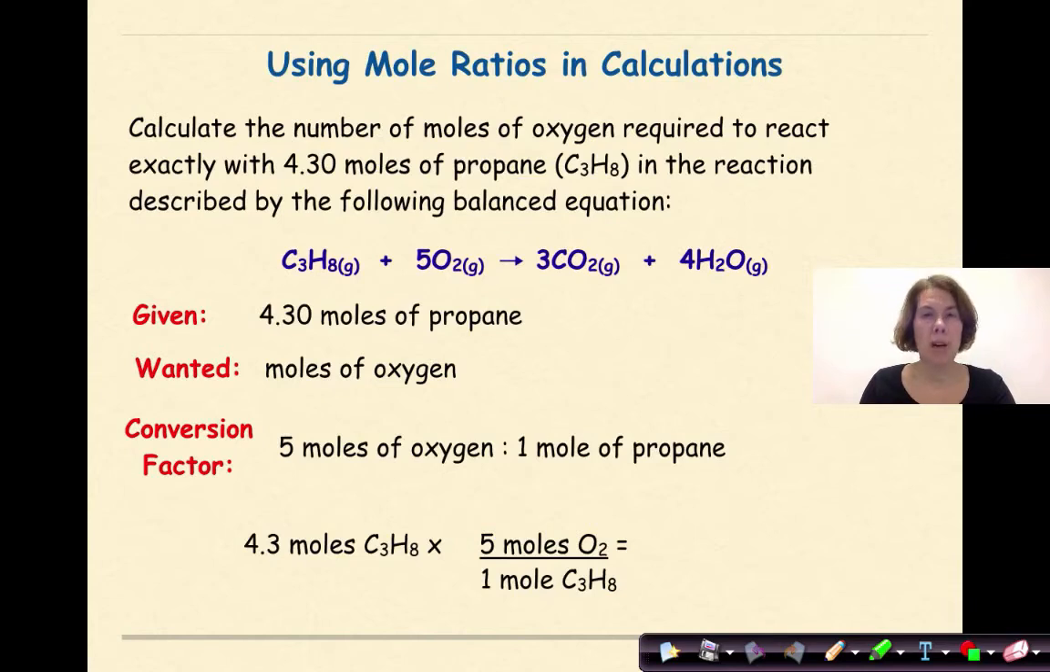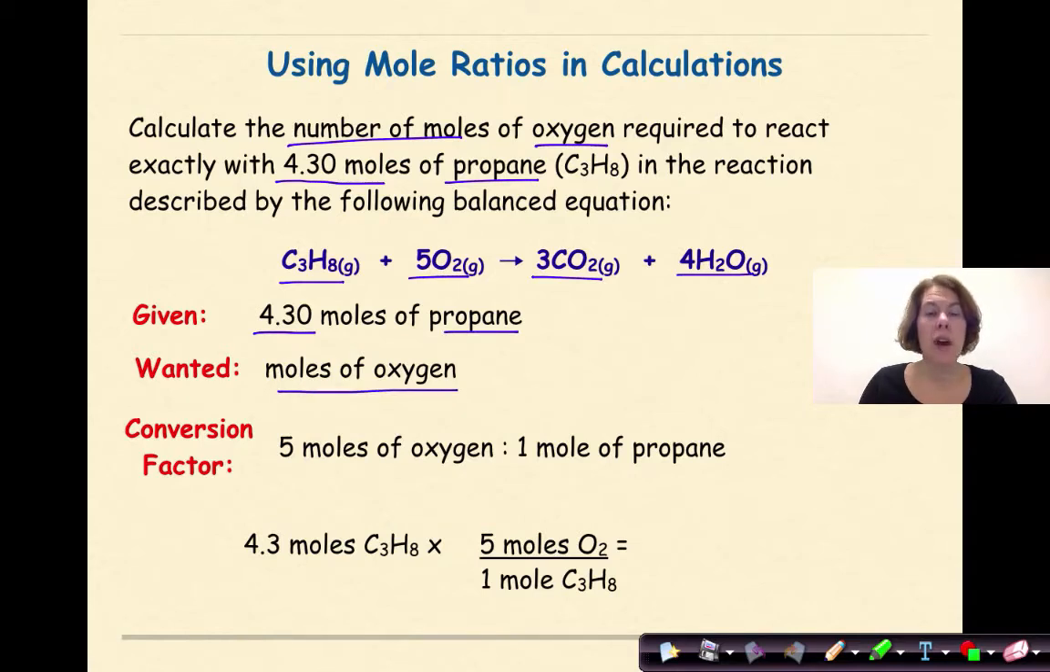Using mole ratios in calculations. Calculate the number of moles of oxygen required to react exactly with 4.3 moles of propane. The formula for propane is C3H8, in the reaction described by the following balanced equation. So we're given a balanced equation: C3H8 plus 5O2 yields 3CO2 plus 4H2O, a common combustion reaction. My given here is 4.30 moles of propane. What I want is moles of oxygen.